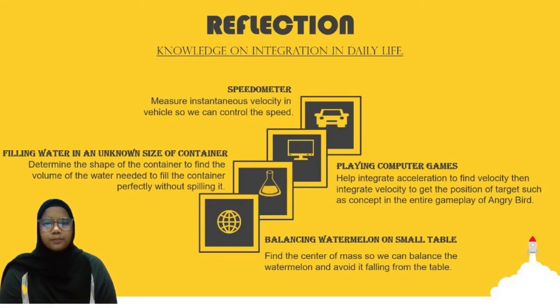The third example is filling water in a container of unknown size. We use the knowledge of integration to determine the shape of the container so we can find the volume of water needed to fill the container perfectly without spilling it out. And the last example is balancing a watermelon on a small table. Balancing a semicircular object on a flat surface is not easy, so we need to find the center of mass by using the integration concept so we can balance the watermelon and avoid it falling off the table.